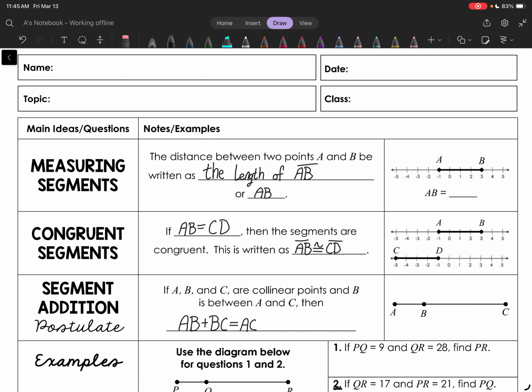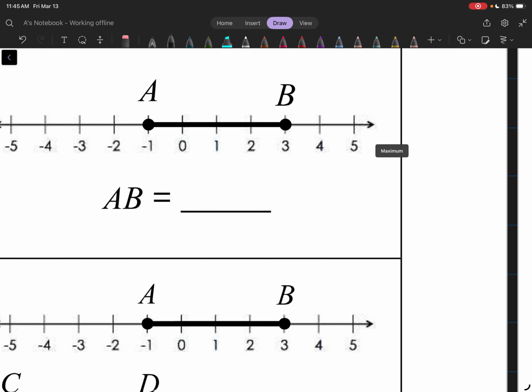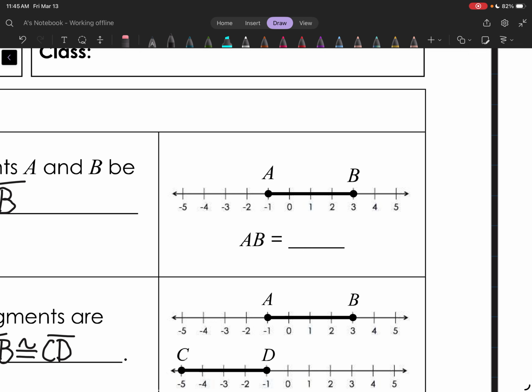Good day. Today we're going to be looking at the segment addition postulate. To measure a segment between points A and B, we are finding the length of line segment AB, and we denote this by putting AB without a line above it. This is the length, so if you look at the diagram on the right, between A to B is 1, 2, 3, 4 units, and therefore AB is equal to 4.